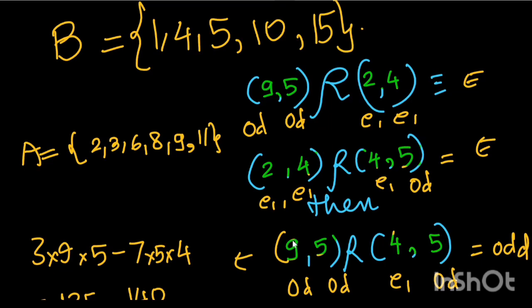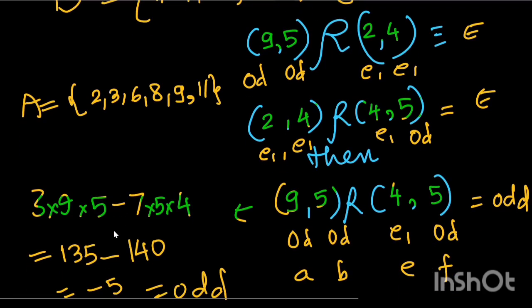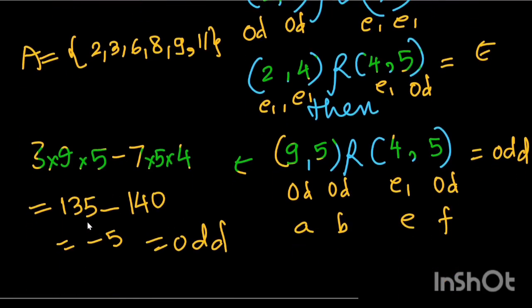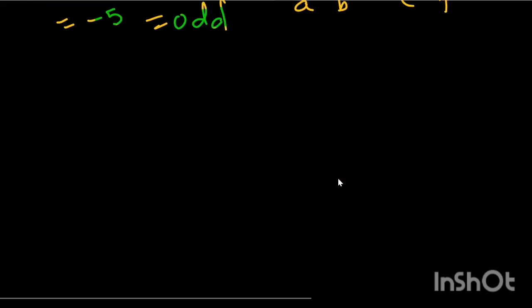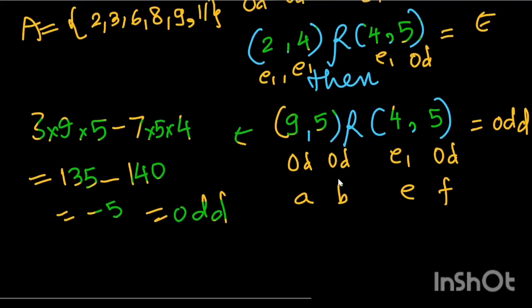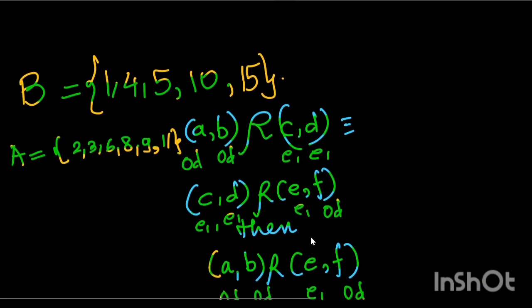So as you can see here, I will calculate: 9, 5, 3 into 9, 5 minus 7, 5 into 4. This is 7, 3 into 9 into 5, 30, 135, into 5, 4 are 20, 140, minus 5, which is odd. So it disproves this. So this is what, guys? This is not transitive.